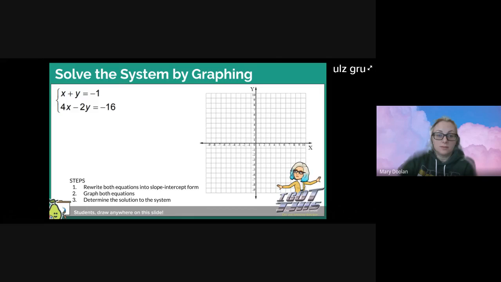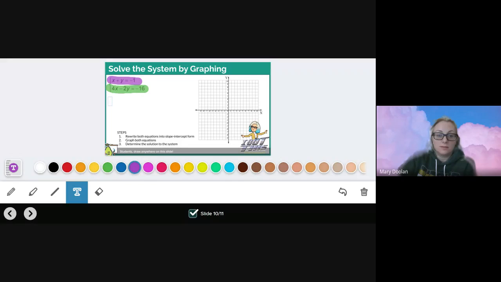You're going to toggle back to your Pear Deck tab. I'll show you how to solve this system by graphing, and then it'll be your homework to do the last slide. So what we want to do first is rewrite both equations into slope-intercept form. And so x plus y equals -1. That means currently the x is on the wrong side, so I need to move it to the other side.